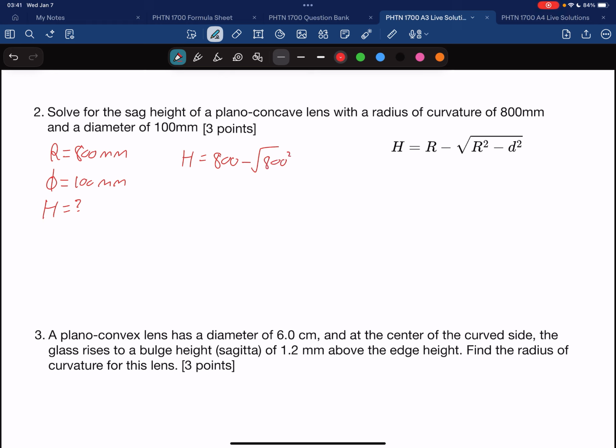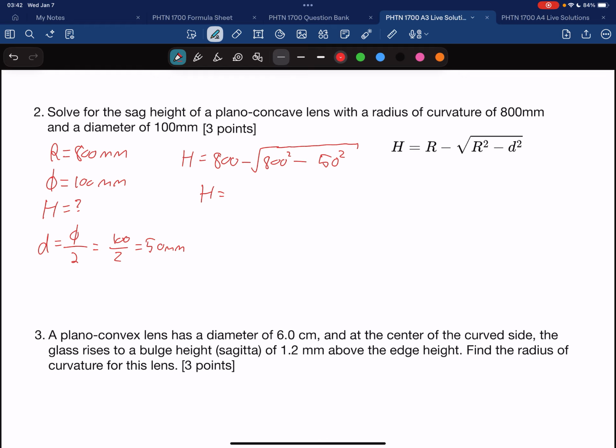800 squared minus, now this D is not the full diameter. D is equal to phi divided by 2, which is 100 divided by 2. So D is actually 50 millimeters. So this is 50. Again, not putting units in this. 50 under the square root there.